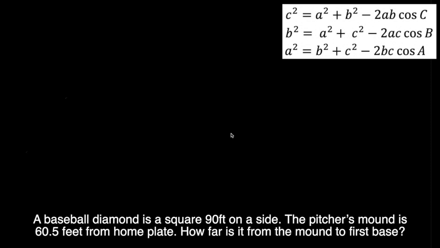The last word problem we are going to solve today says this. A baseball diamond is a square 90 feet on each side. The pitcher's mound is 60.5 feet from home plate. How far is it from the mound to first base?